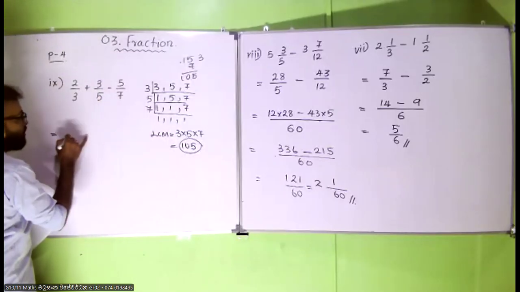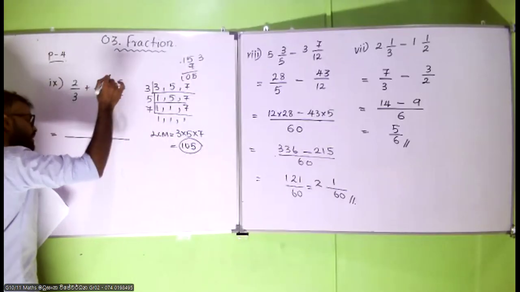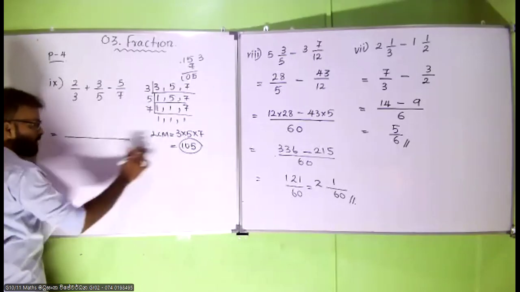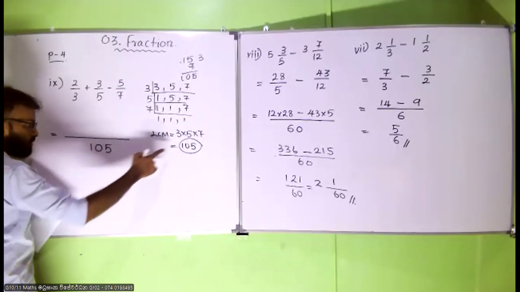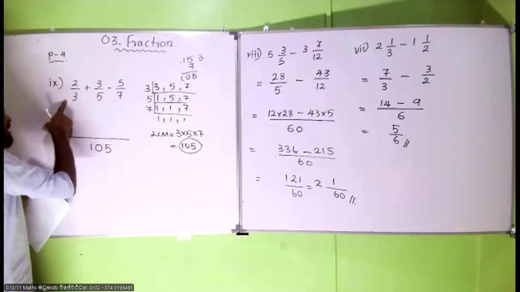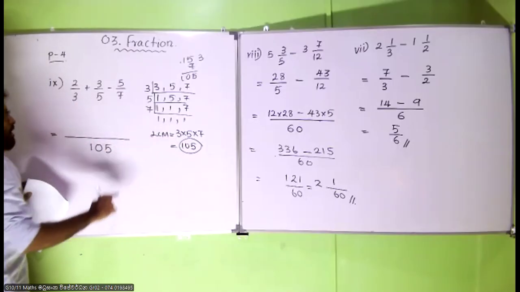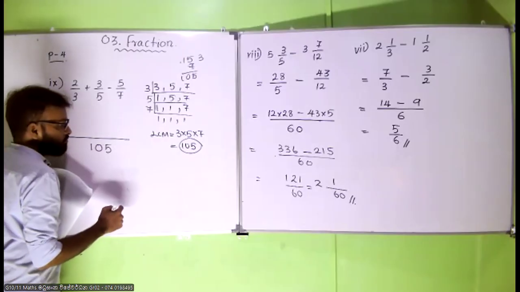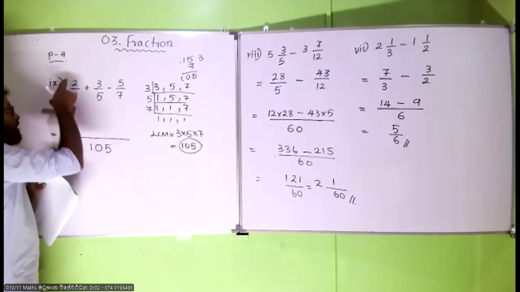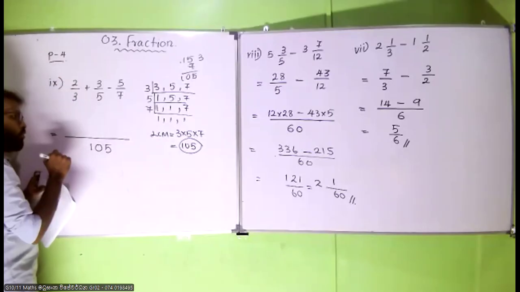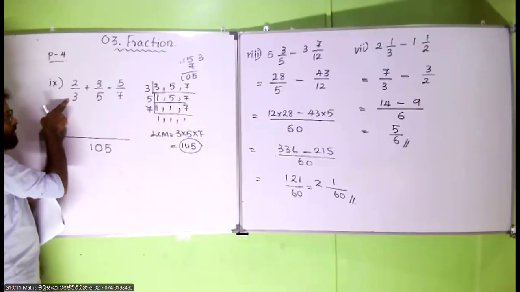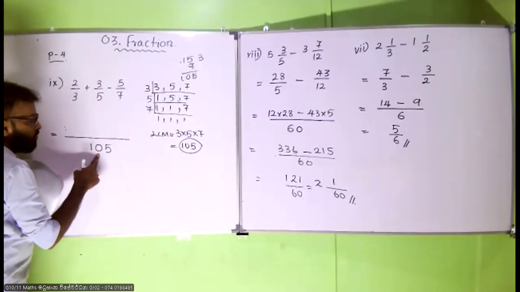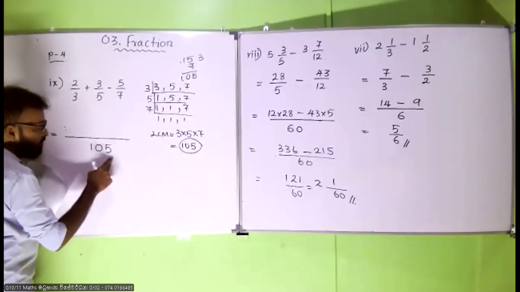So equal mark. I am not going to use your familiarized method, but I will use this method. Your common denominator is 105. That is your LCM. How many threes are there for 105? 35. 35 into 2, 70. Right? So I will write it. How many threes are there for 105?